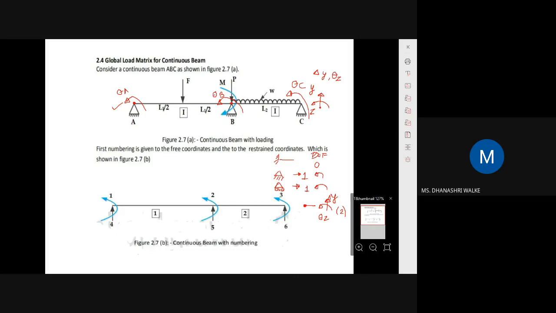Fixed support, degree of freedom 0. Free node, both the displacements will be possible. So what is the degree of freedom of this structure? The degree of freedom is equal to 3. Okay. What is the meaning of this?